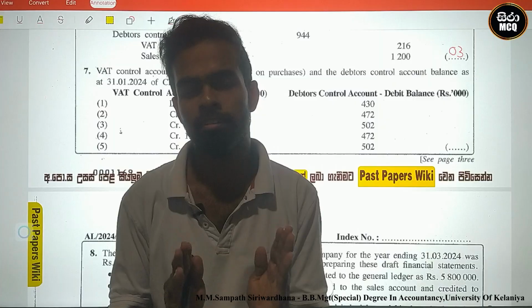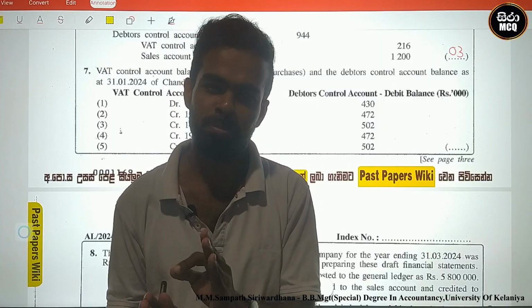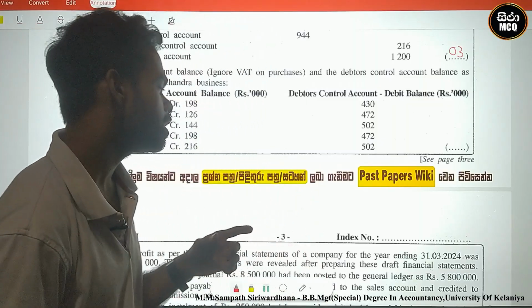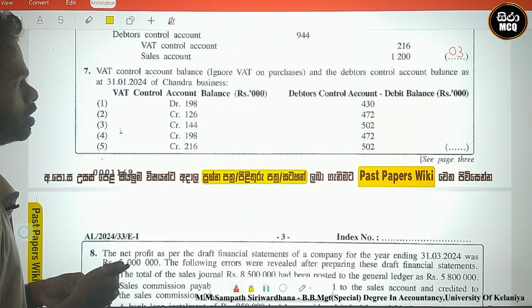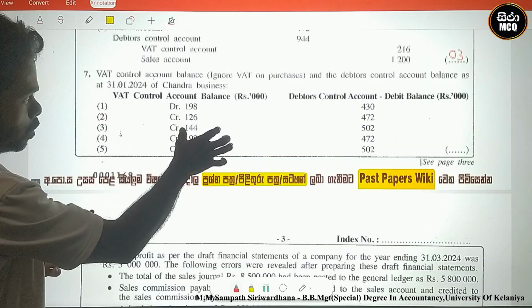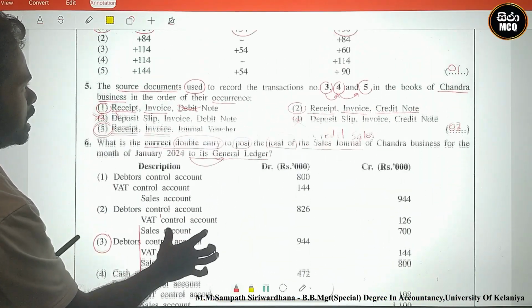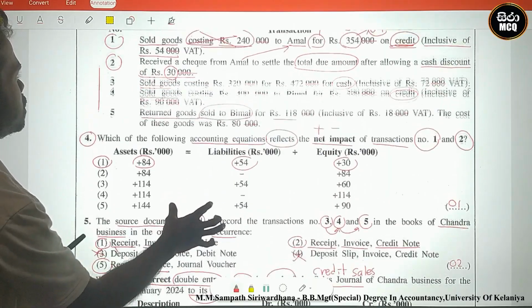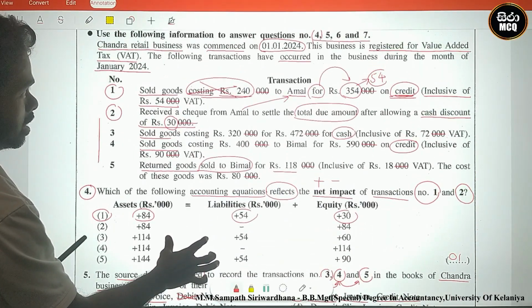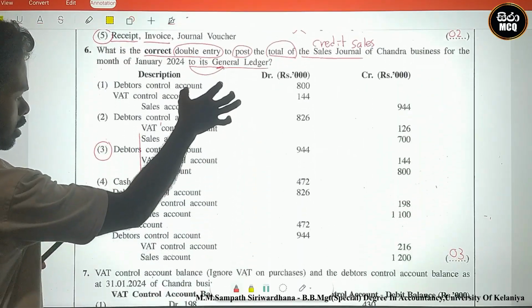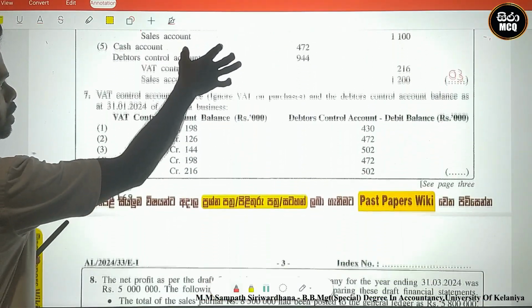Today we discuss the Advanced Level accounting paper 2024, question number 7. This is our question-related information, with transactions 1, 2, 3, 4, 5. In that case we must focus on question number 7.